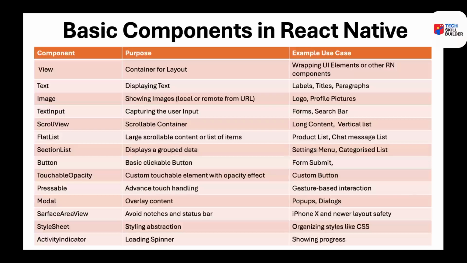There are different things like Button, TouchableOpacity, Pressable, SafeAreaView, and StyleSheet to organize styles like CSS. ActivityIndicator is for loading: if you are making progress or any API call, we will show the progress, and for that we will use the ActivityIndicator. So there are different basic components. These are the basic components that we will learn one by one.